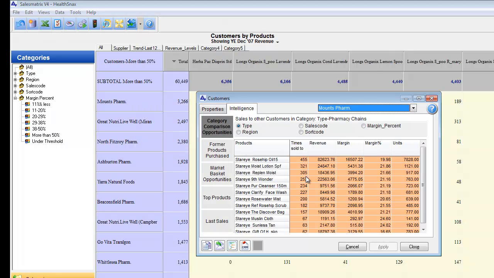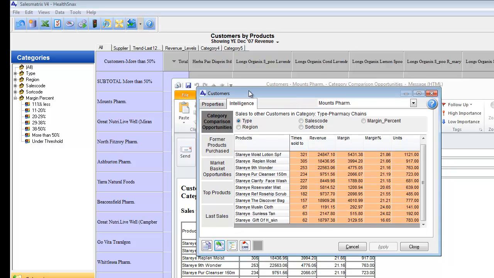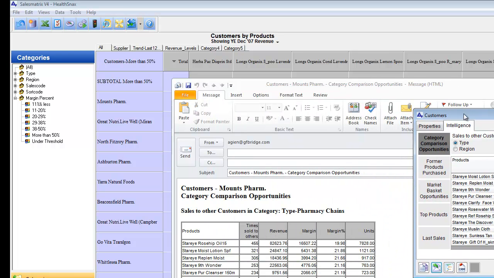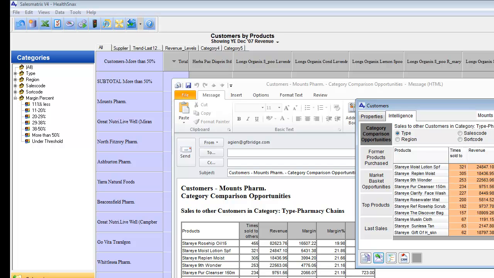The first thing that this shows us is the purchases that are made by similar customers that buy similar stuff as Mount Pharmacy, but Mount Pharmacy is not purchasing. So these are all the various products that Mount Pharmacy should be purchasing, but they're not, based on what other customers are buying in that similar buying pattern, or at least the similar buying pattern is called pharmacy chain. So automatically, I know I have very specific opportunities. I can quickly take that and put it into a little email and send it off to my salespeople or whatever the case may be.